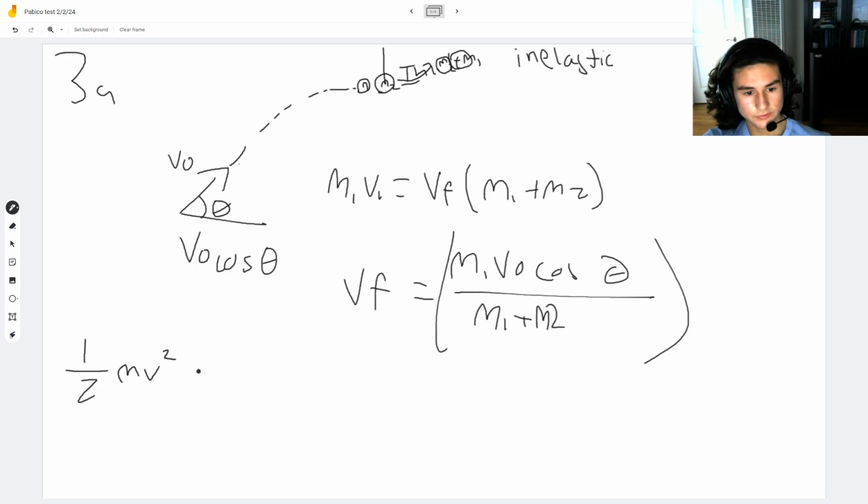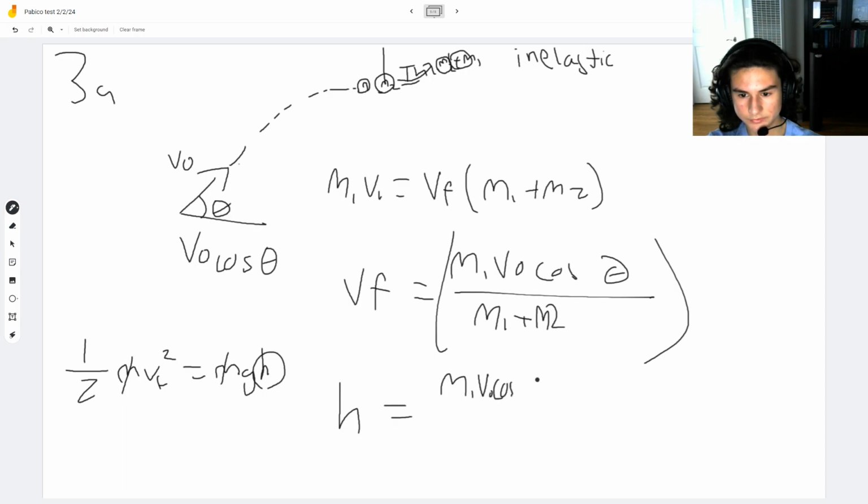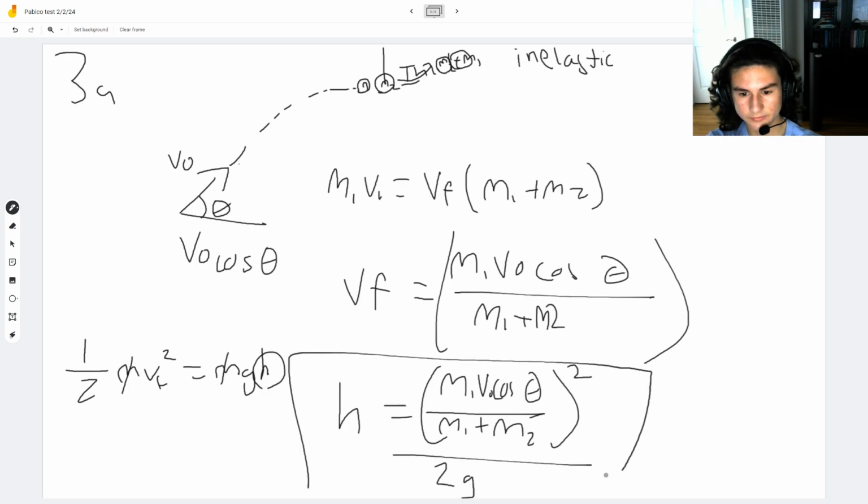So basically, what we're going to be doing now is we're going to be using energy. So 1 half mv squared equals mgh. So right away, cancel out the masses, not worry about that. We know what our v is. It's v final, which we have right here, and we're just solving for h. So basically, all we have to do is say h equals all this stuff, m1 v initial cosine theta over m1 plus m2. This is going to be squared and then divided by 2 and g. And that's it for this problem. That'll give us the height it travels in this direction.